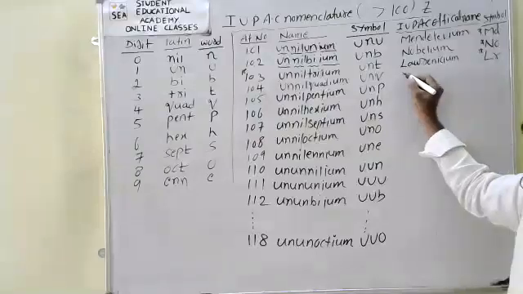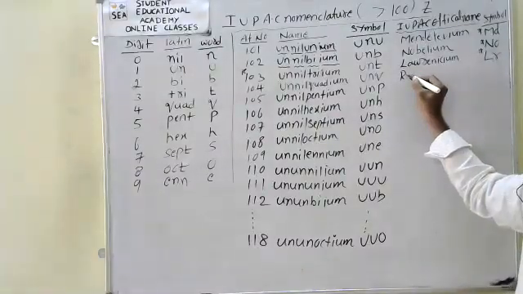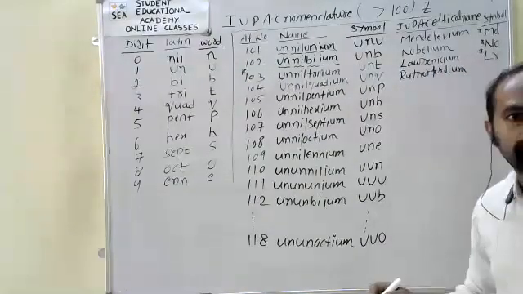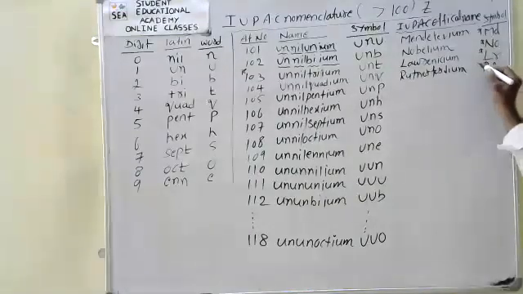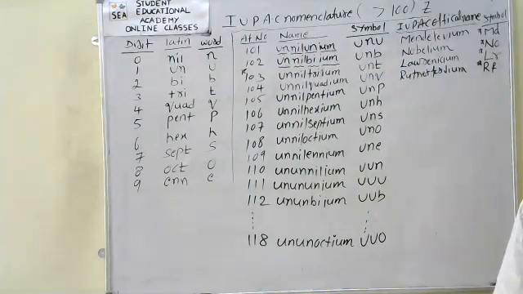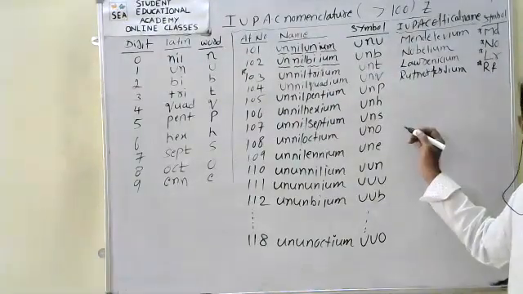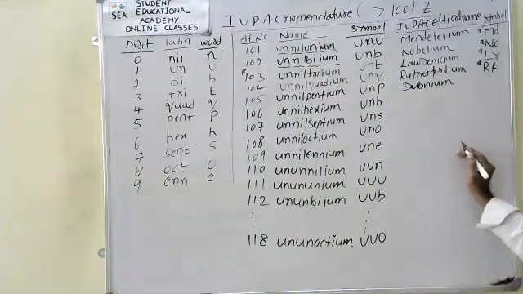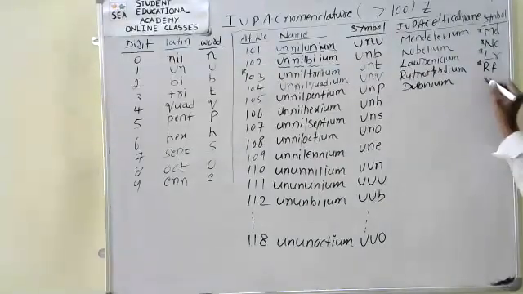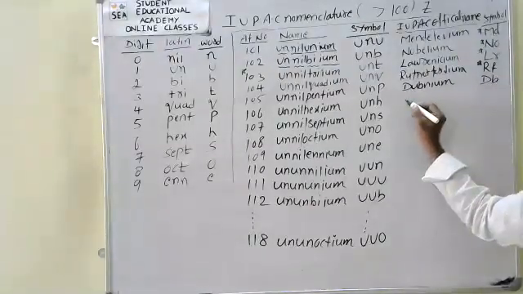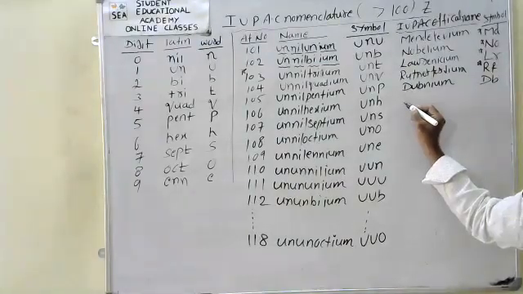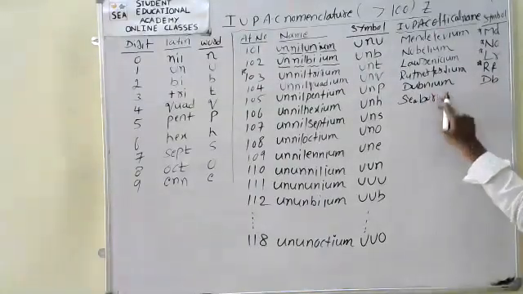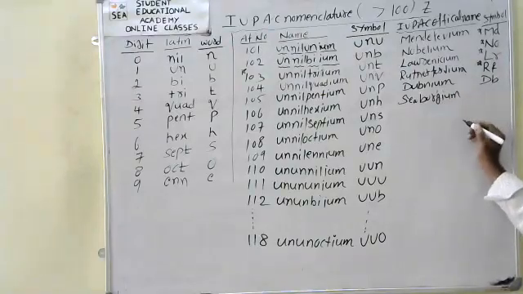Next, 104: Rutherfordium, symbol Rf. It is also important. 105: Dubnium, symbol Db. Next 106: Seaborgium, symbol Sg.